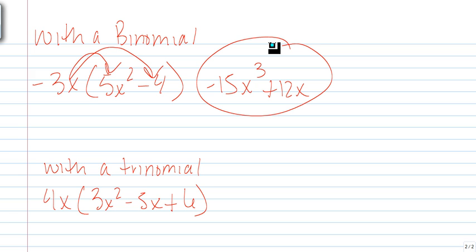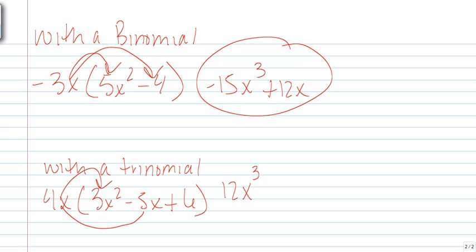So now let's multiply a monomial times a trinomial, or three terms. You're going to do the exact same way that you did with the binomial. So you're going to distribute. So you're going to take that 4x and multiply it times the 3x squared. 4 times 3 is 12, and once again add your x's, so you got 12x to the third.